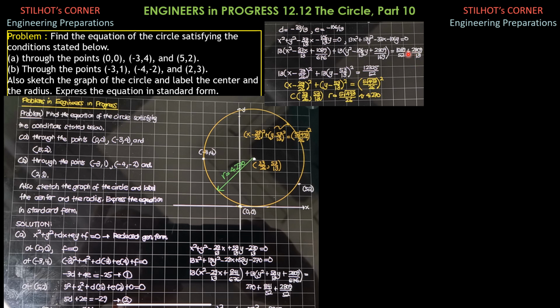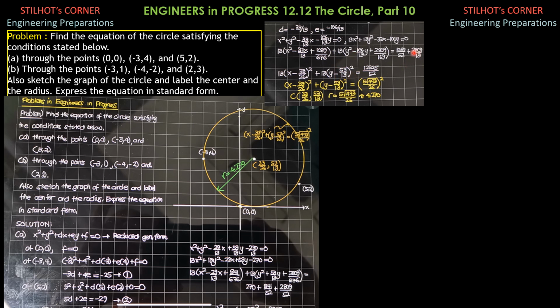Combining the terms on the right side, so we have 13 times quantity x minus 33 over 26. This 33 over 26 is the square root of 1089 over 676, quantity squared. And the sign is negative because the sign here is also negative, plus 13 times y minus 53 over 13 squared, where 53 over 13 is the square root of 2809 over 169, and the sign is also negative because the second term is negative here.